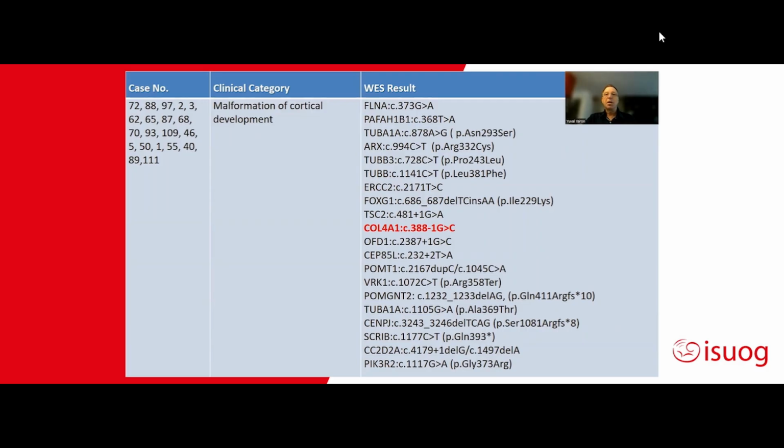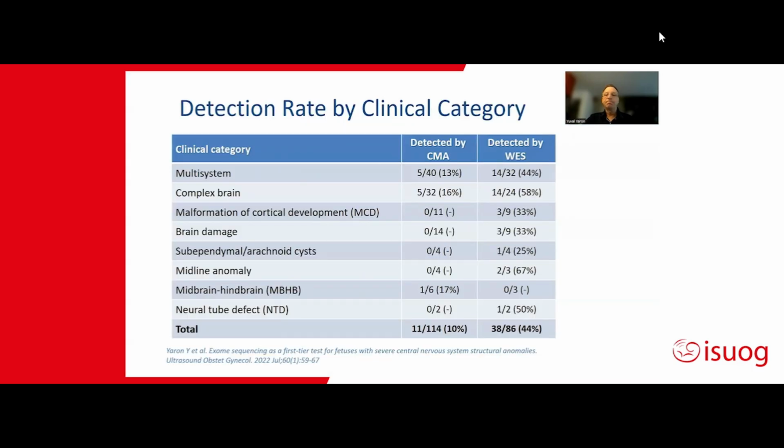So this has led us to the thought that regardless of what type of brain abnormalities, we wouldn't focus on a panel of mutations as wide as it could be, but rather do a whole exome sequencing and look at all the genes that are relevant.